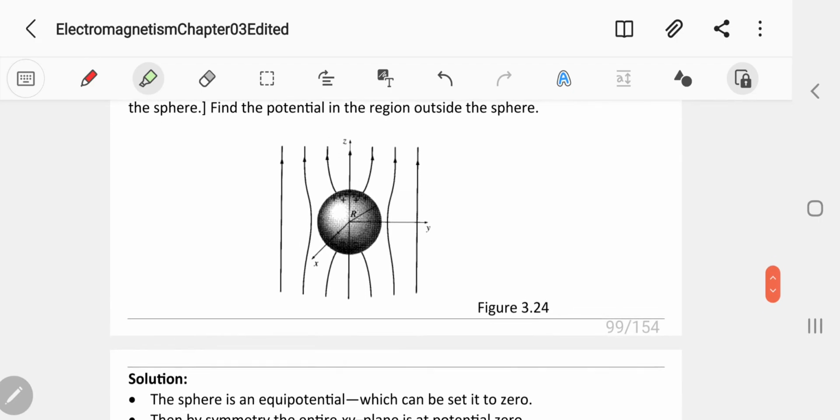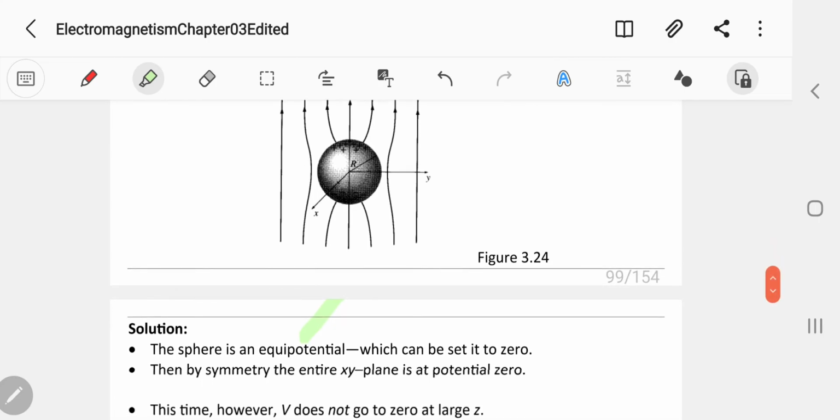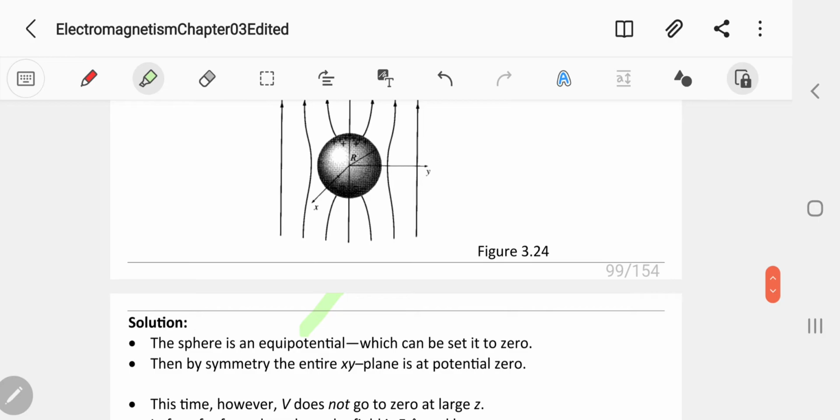So initially the sphere is an equipotential, and it will stay an equipotential forever. This equipotential is a constant, but we can set the potential to be 0 at the surface. So then, by symmetry, the entire xy plane is at potential 0. The entire xy plane is equal to 0.